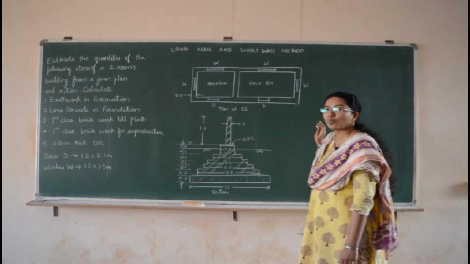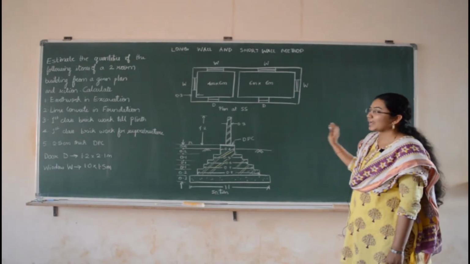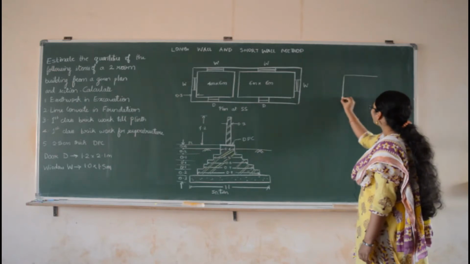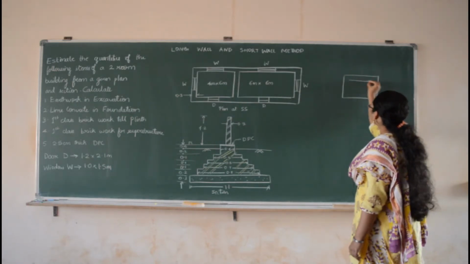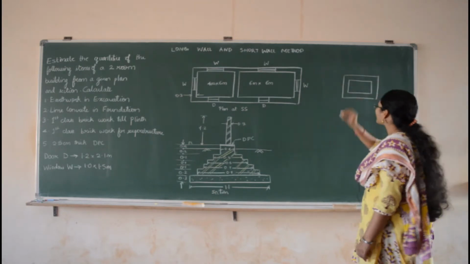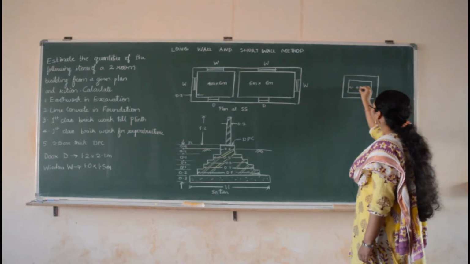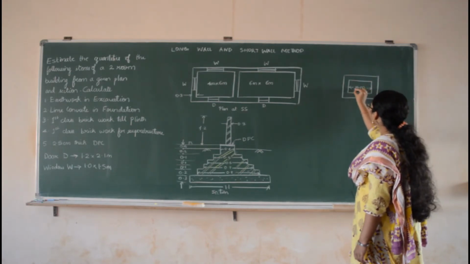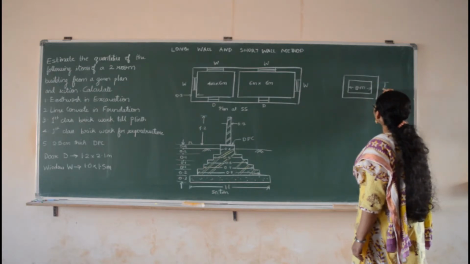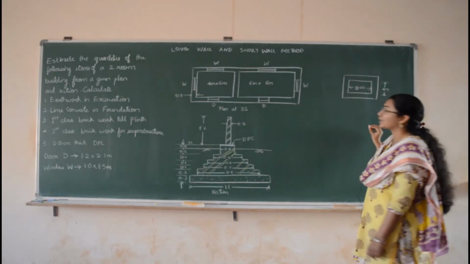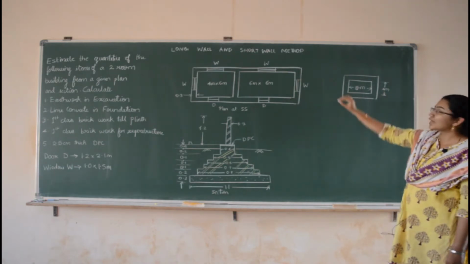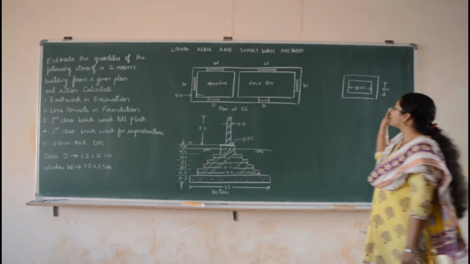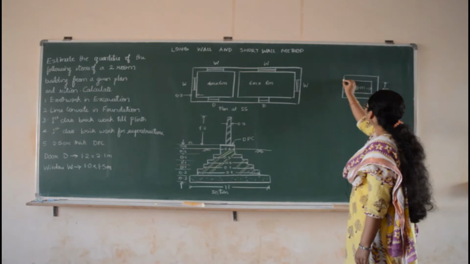So what is the long wall and short wall method? Any plan which will be given, we are going to convert it into long walls and short walls. So here we have a plan. If I consider one particular room, it is 4 meter by 5 meter inside dimensions. I want to convert that into long wall and short wall. So what I'll be doing? I'll be dividing it into 2 parts.